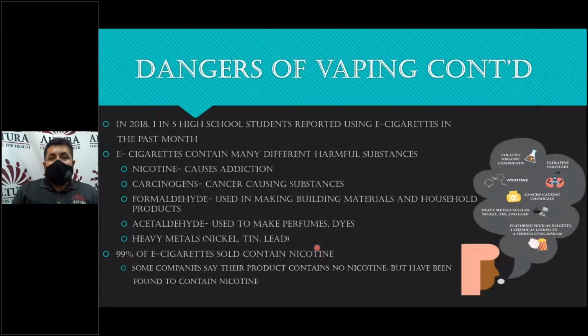E-cigarettes contain many different harmful substances. Like I was saying earlier, nicotine is found in e-cigarettes, and that's the substance that causes addiction. Carcinogens have also been found in e-cigarettes. That's the substance that causes cancer in humans. Formaldehyde is found in e-cigarettes as well, and formaldehyde is used to make building materials and household products. Acetaldehyde is used to make perfumes and dyes. And heavy metals have also been found in e-cigarettes, like nickel, tin and lead.